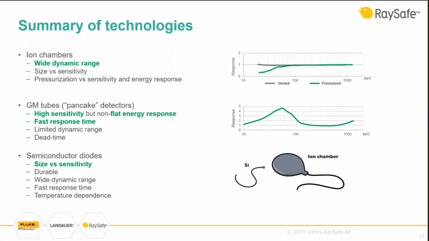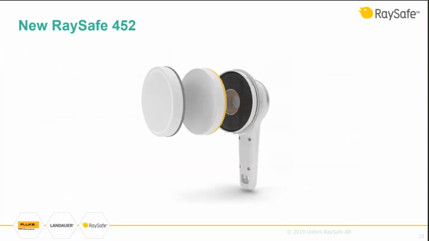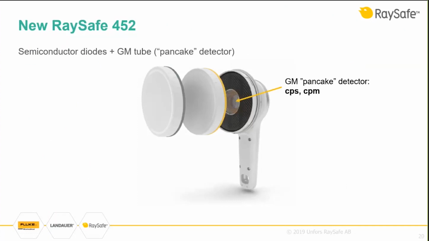And I'll now give you a brief introduction to how this has been achieved with that meter, with the technologies we have chosen. The 452 is actually based on semiconductor diodes in combination with a Geiger-Müller pancake detector. We have the GM pancake in the middle, where it can be used as an unfiltered, highly sensitive sensor when looking for contamination and radiation. Here we get counts per second and counts per minute.